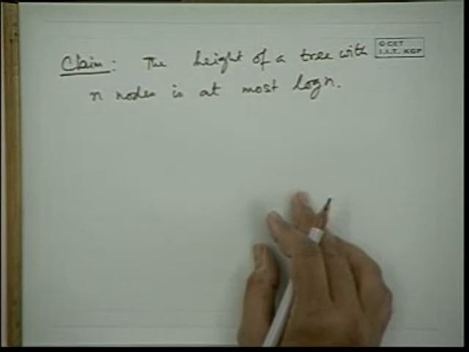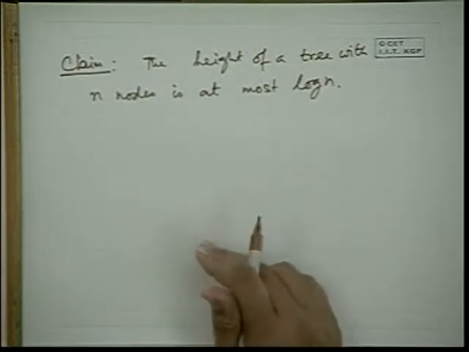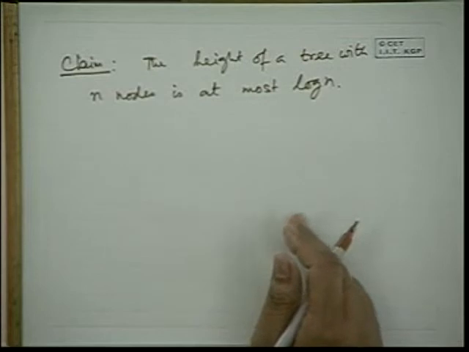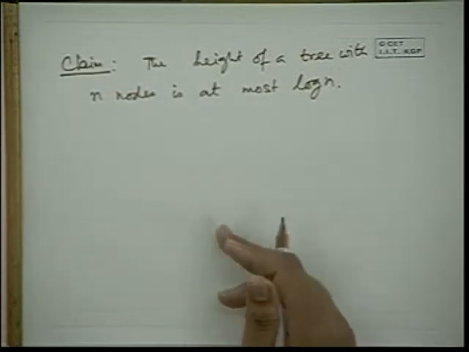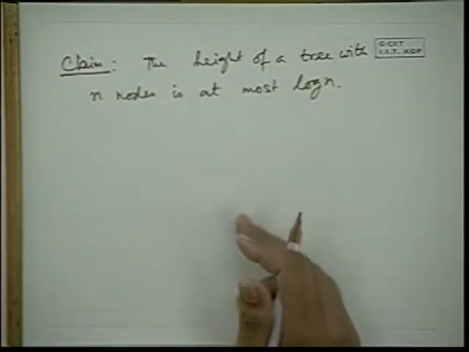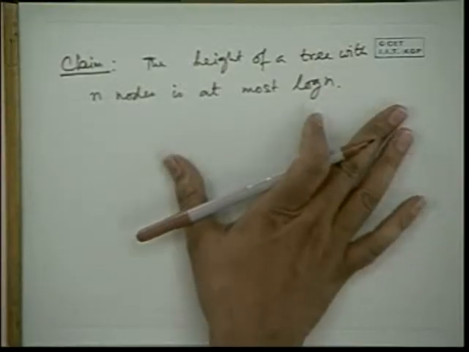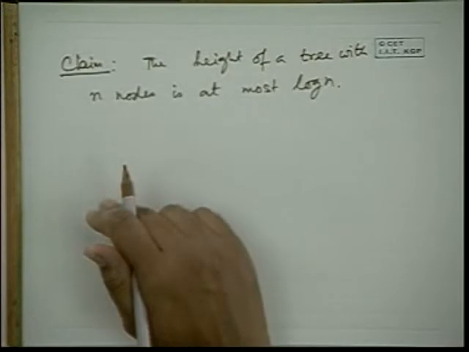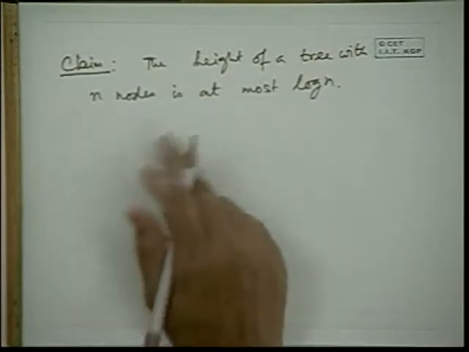Because every time you are increasing the height of a tree by 1, you are at least doubling the size. So how many times you can increase the height? Since you are doubling the size of the tree, only log n. So that is the logic. Similar logic as we have seen previously why it was log n. So the height of the tree is log n, and find operation, since it traverses the entire tree, it is log n time.